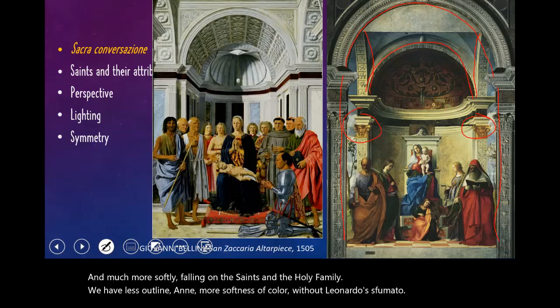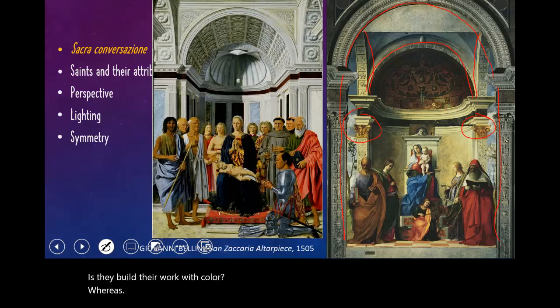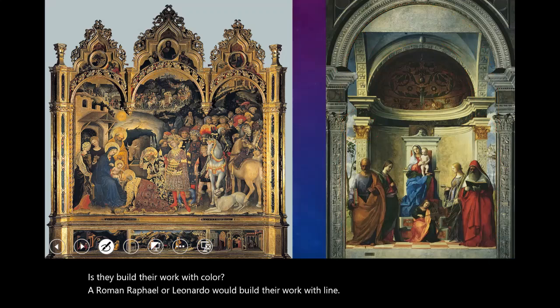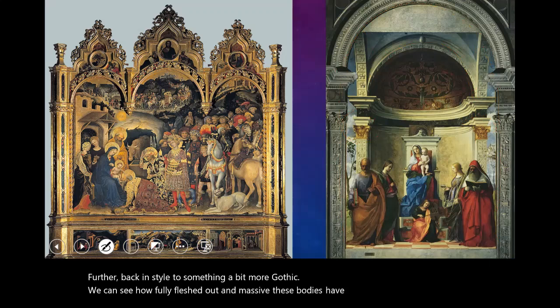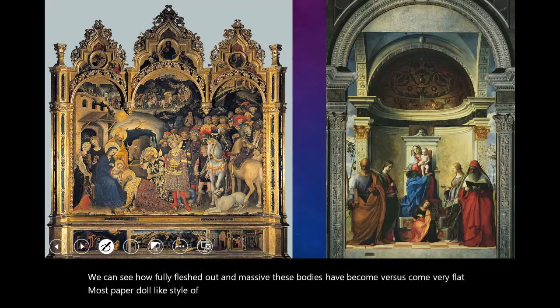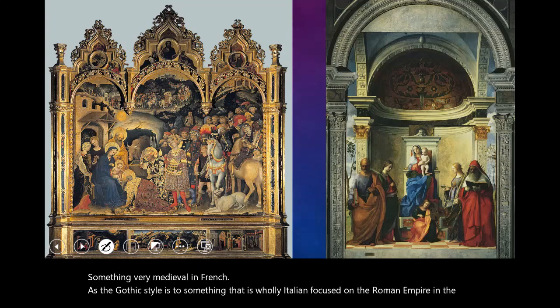So the hallmark of a Venetian high Renaissance painter is they build their work with color, whereas a Roman like Raphael or Leonardo would build their work with line. Compare even further back in style to something a bit more Gothic, we can see how fully fleshed out and massive these bodies have become versus the very flat, almost paper doll-like style of the Middle Ages. So going from left to right, we have a shift in time, a shift in focus from something very medieval and French, as the Gothic style is, to something that is wholly Italian, focused on the Roman Empire and the ancient world of the Mediterranean.